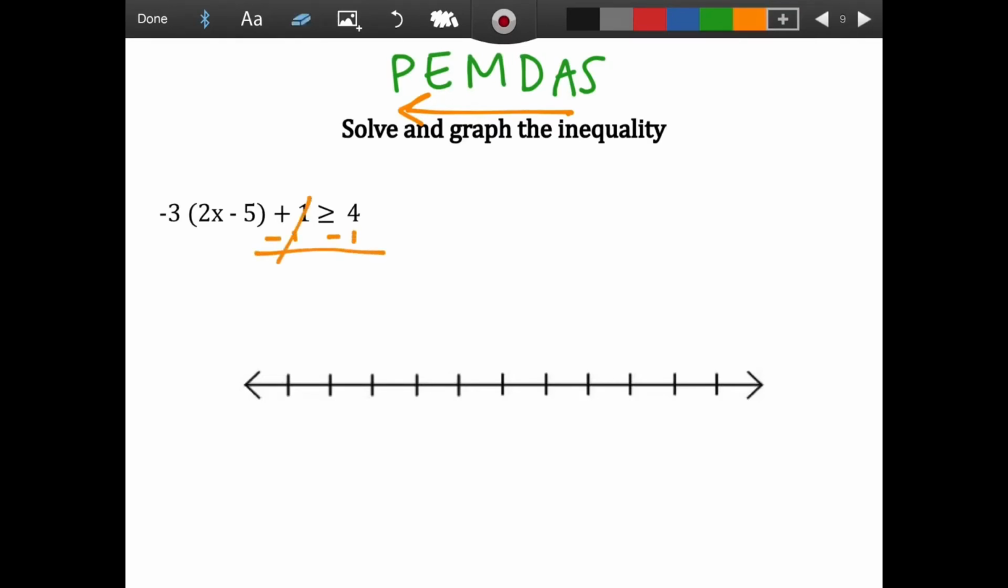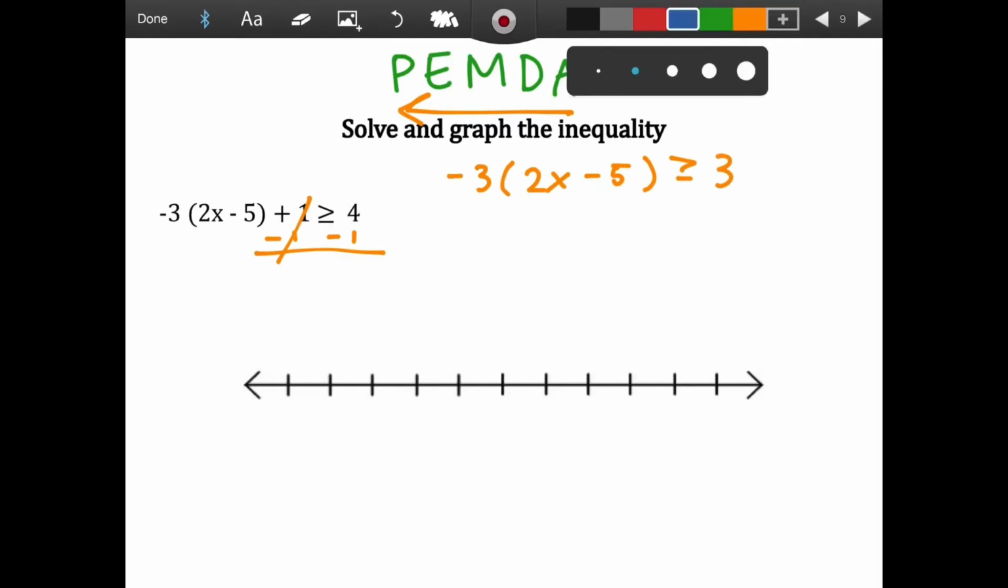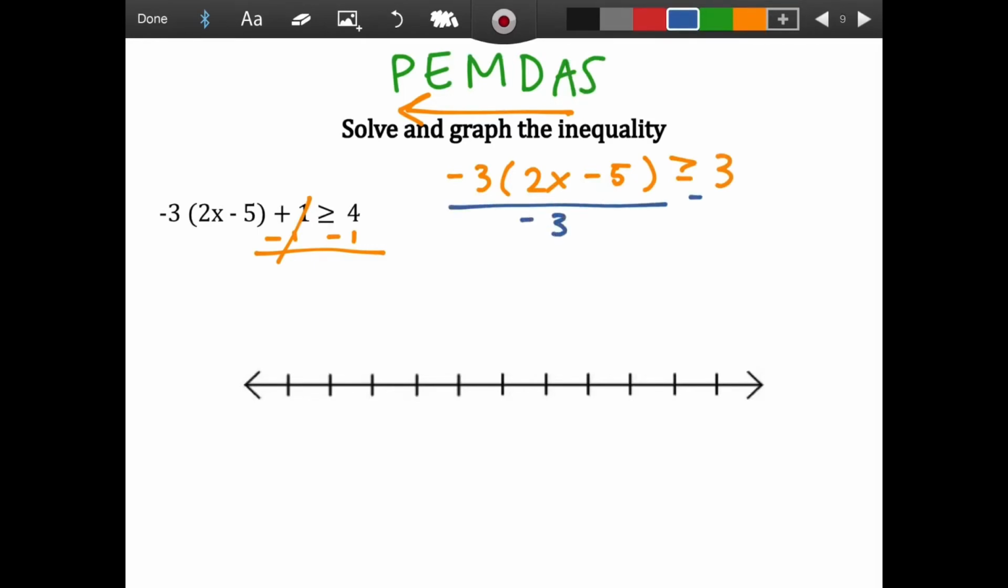When we do that, we're left with negative 3 times 2x minus 5 is greater than or equal to 3. So next, we're going to think about multiplication and division. Negative 3 times 2x minus 5 is greater than or equal to 3. You can distribute or you can divide both sides right away by negative 3. Now be careful. This is our special case when we're talking about inequalities.